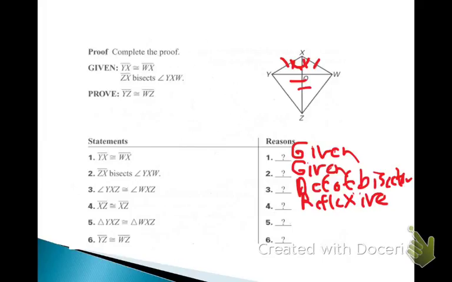Now it says triangle YXZ is congruent to triangle WXZ. How do I know the triangles are congruent? As marked, how do I know they're congruent? Jacob? Side angle side. Right, it's side angle side.